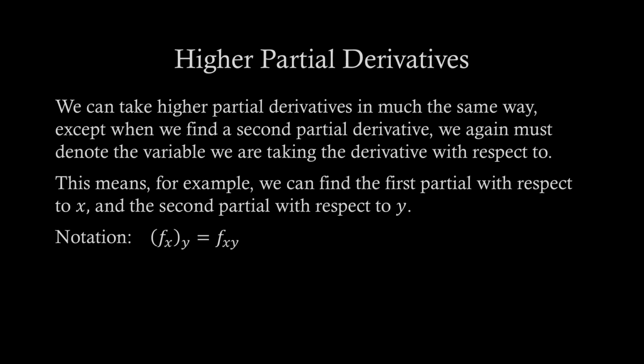So what this means, for example, is that we can find the first partial derivative with respect to x, but then find the second partial derivative with respect to y. Our notation that we're going to use would be then f partial x partial y, which usually is just simplified as f partial xy. And again, that means we're taking the derivative with respect to x first, then with respect to y second. And so again, we're pretty much going to read that partial notation from left to right. And it's going to tell us the order in which we should be taking our partial derivatives.